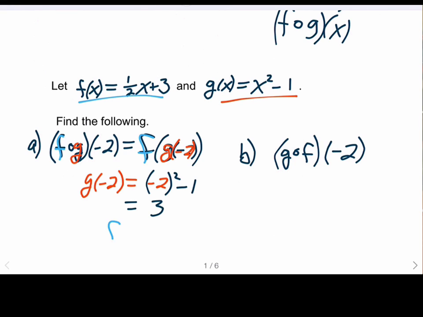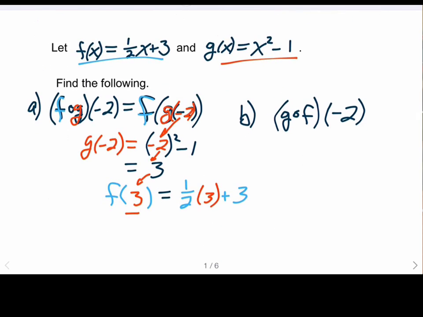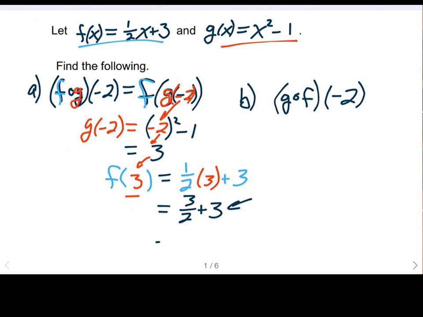Now we're going to take that 3 and put it into f. So g of -2 is going to be replaced by 3. F of 3 says to take 1/2 of 3 and add 3 to it. I know, fractions, it's okay. So here we have 3/2 plus 3, and I at this point think of this as 3/2 plus 6/2, you know, common denominators. And so we get 9/2 as an output there.